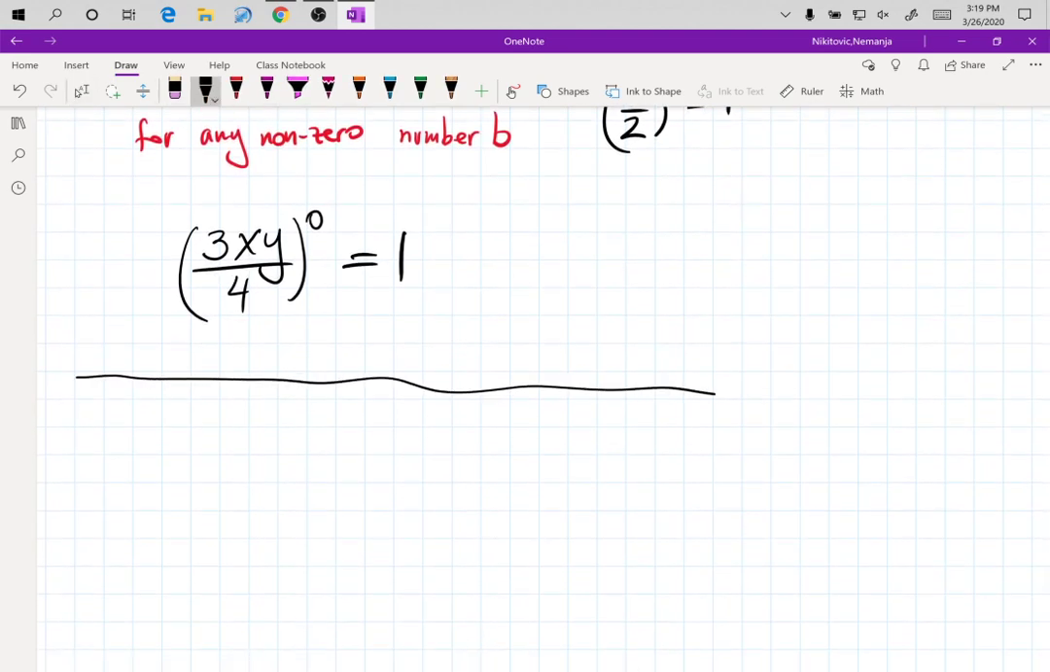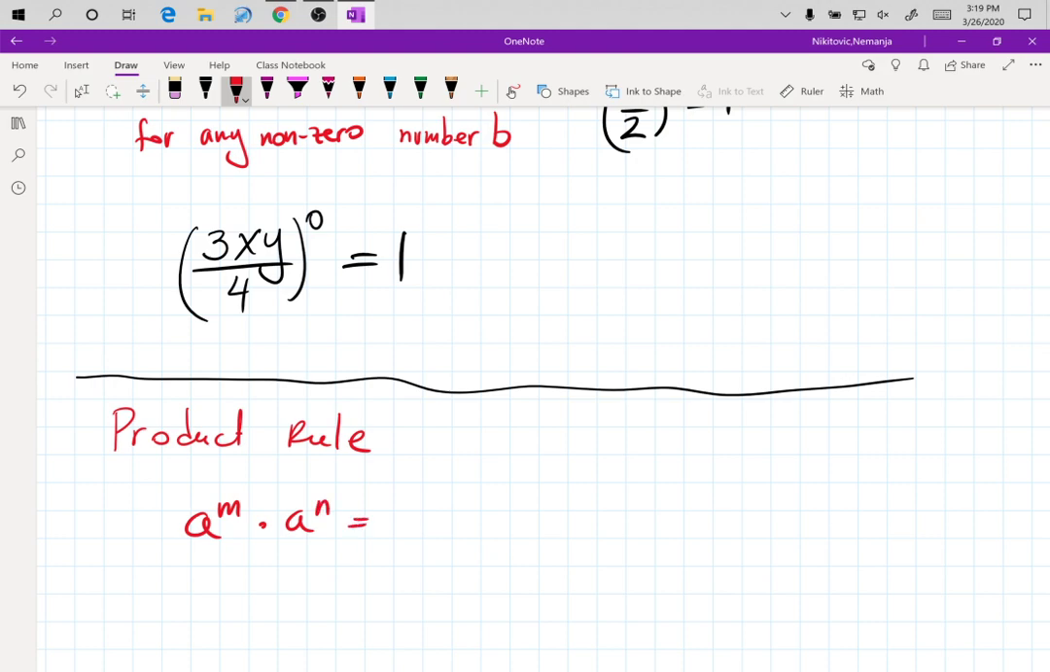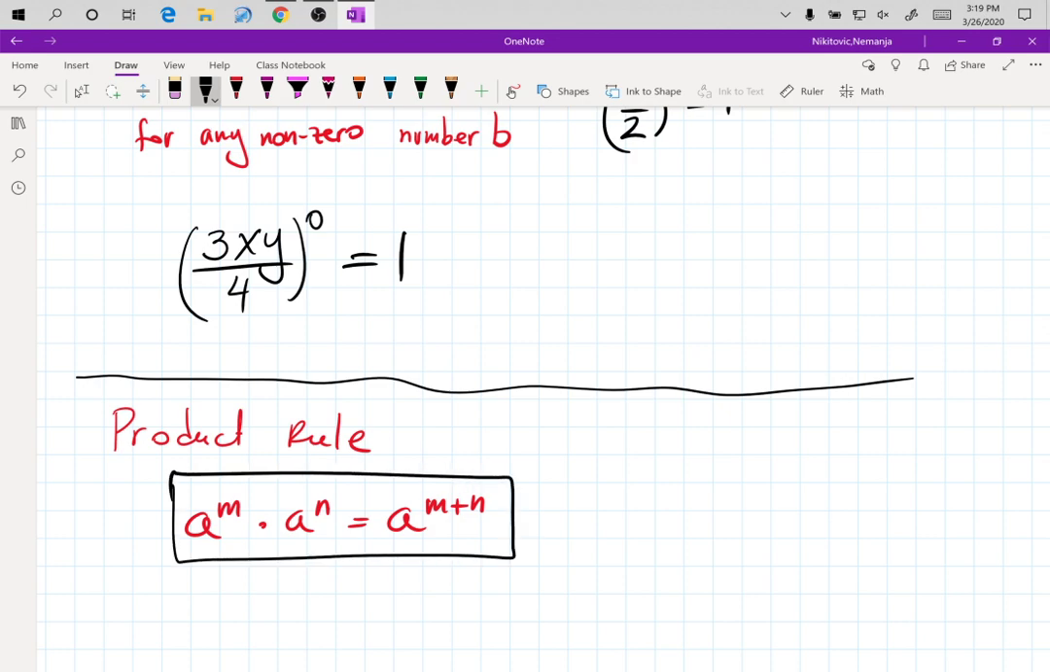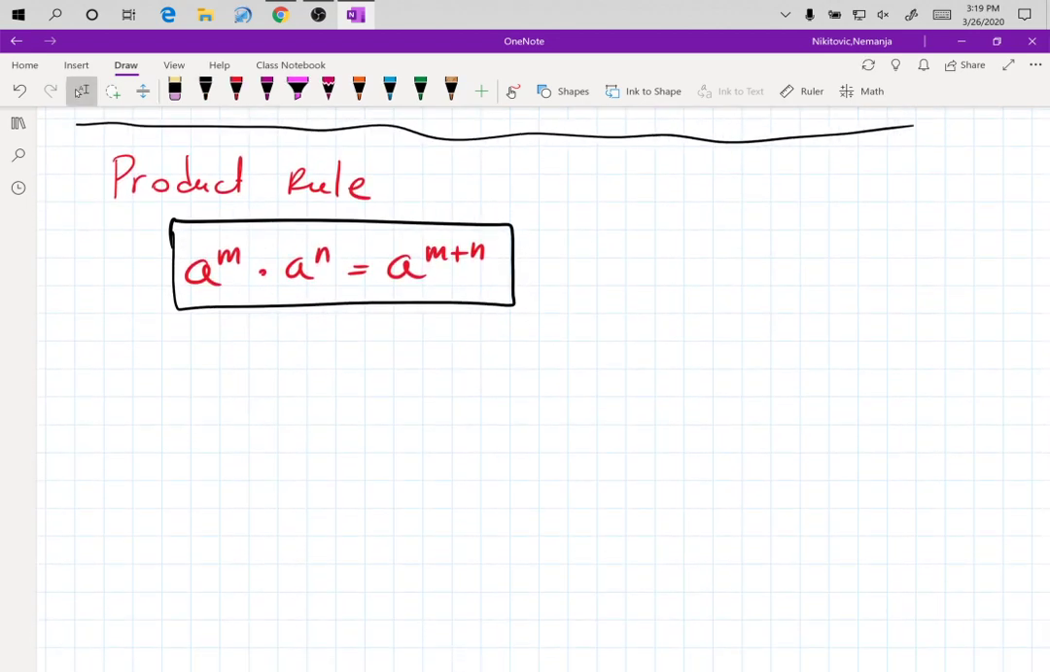The next rule that we look at is the product rule, which states a to the m times a to the n is a to the m plus n. You simply add exponents. Now we can test this with a couple of examples.